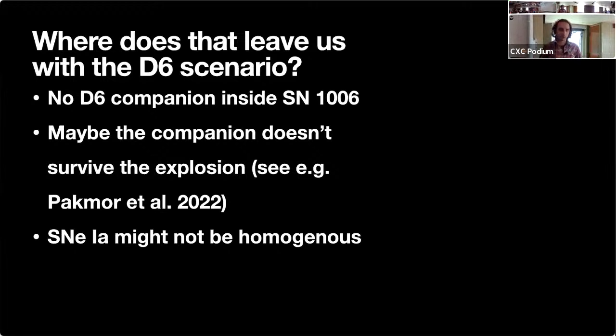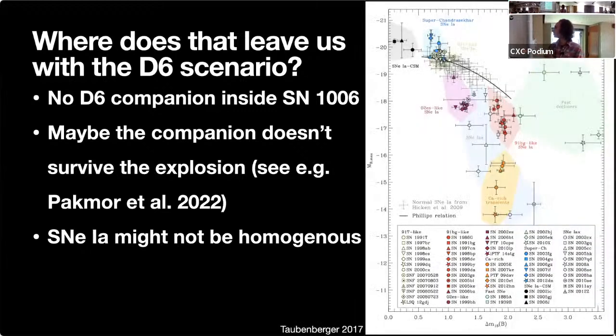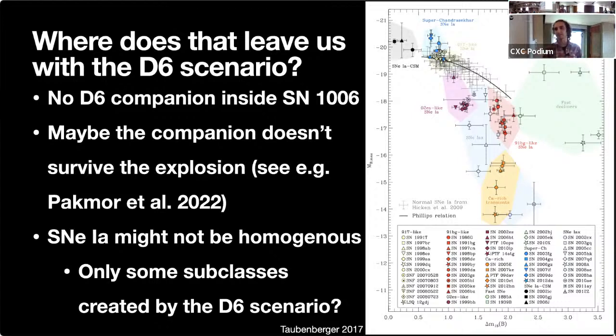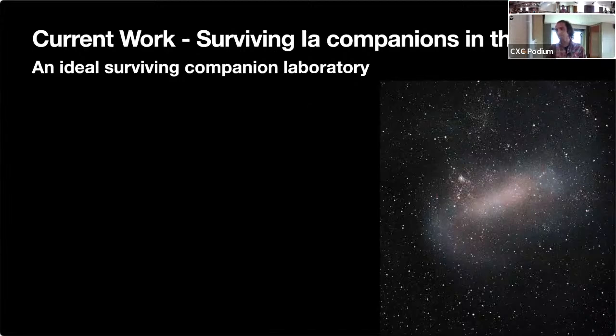However, as we've seen earlier, it's also possible and even likely that type Ia supernovae are not a homogeneous class. This plot, just showing the peak magnitude and decline rate of your supernovae, shows that there are multiple clusterings in the space, and that thermonuclear supernovae span over a factor of 200 in luminosity. It's likely that they have different progenitor scenarios, and that some might be created by the double detonation scenario and others might not.